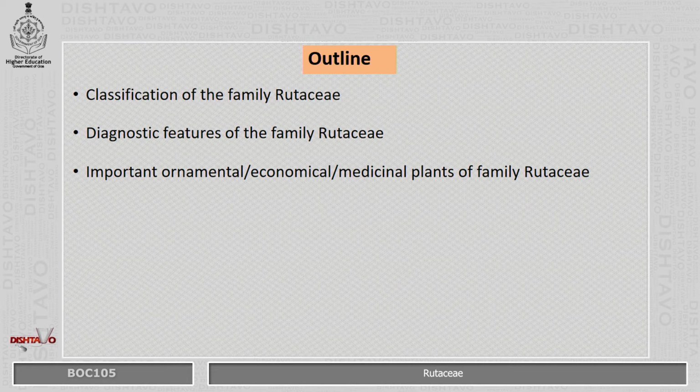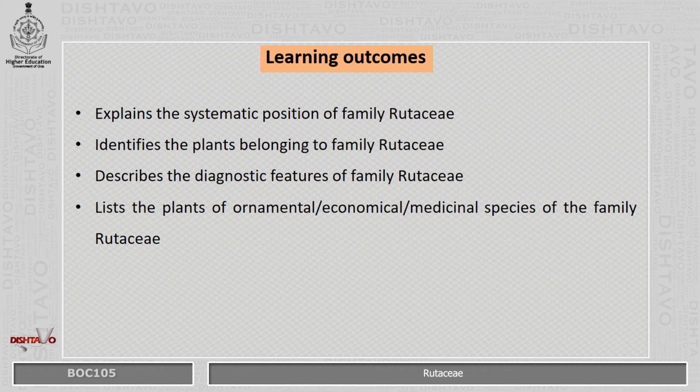So in this family we will study the classification, then we will study the diagnostic features of the family Rutaceae and important ornamental, economical and medicinal plants of family Rutaceae. At the end of the module, you will be able to explain the systematic position of family Rutaceae. You can identify the plants belonging to family Rutaceae. You will be able to describe the diagnostic features of family Rutaceae, and you will be able to list some of the plants of ornamental value, economical importance and medicinal species of the family Rutaceae.